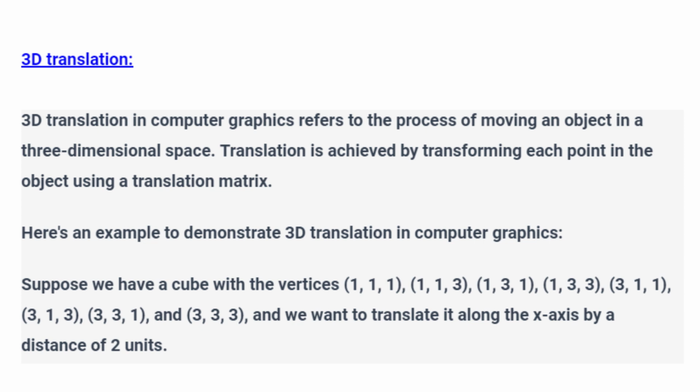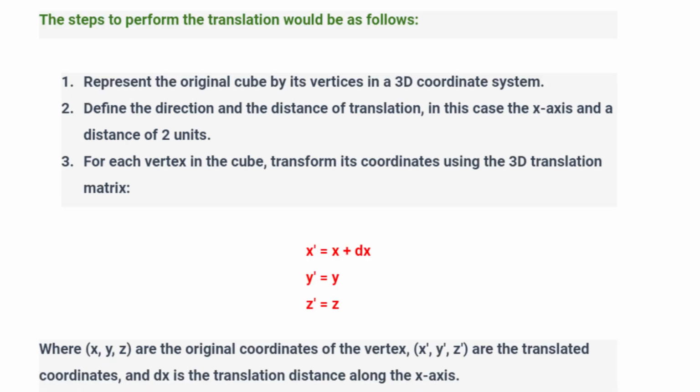Suppose we have a cube with the vertices (1, 1, 1), (1, 1, 3), (1, 3, 1), (1, 3, 3), (3, 1, 1), (3, 1, 3), (3, 3, 1) and (3, 3, 3), and we want to translate it along the x-axis by a distance of 2 units. The steps to perform the translation would be as follows.